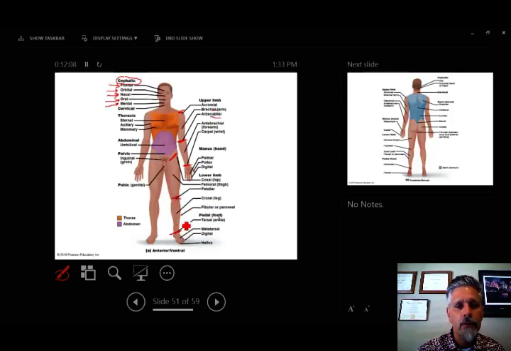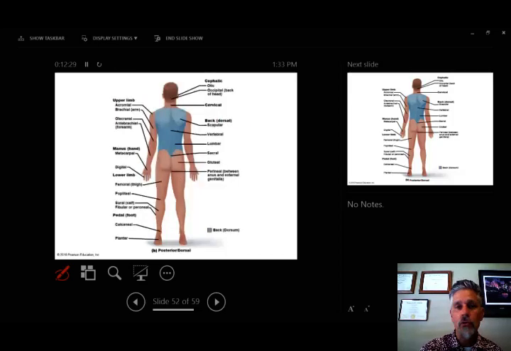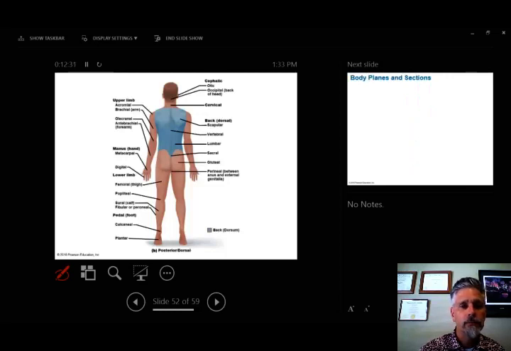Fibular is along the lateral side of the leg because that's where the fibula is. Tibia is here. Fibula is there. Tarsal is ankle. Metatarsals has to do with the bones of the foot. And again, the digits. And in this case, the hallux is the big toe as opposed to the pollex being the thumb. So lots of different terms. Yes, you are going to sound so smart when you get done.